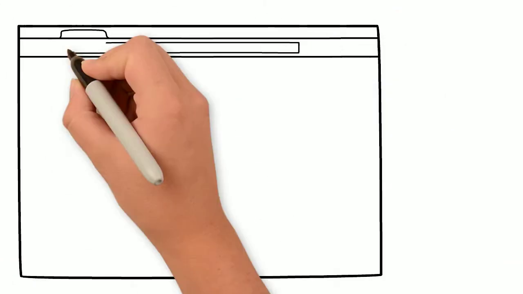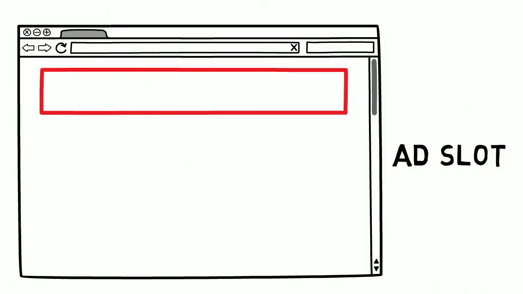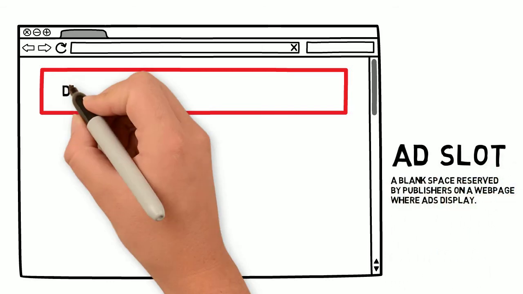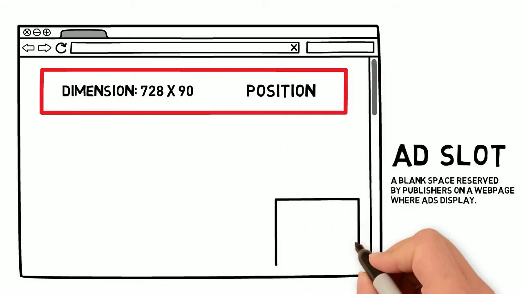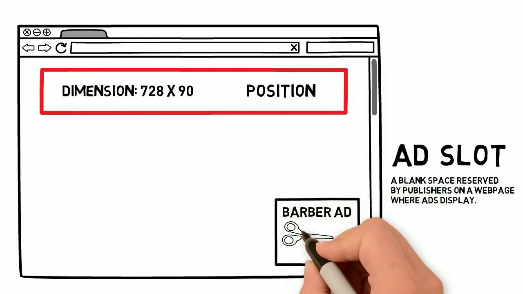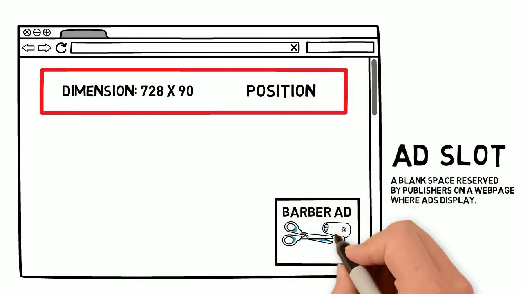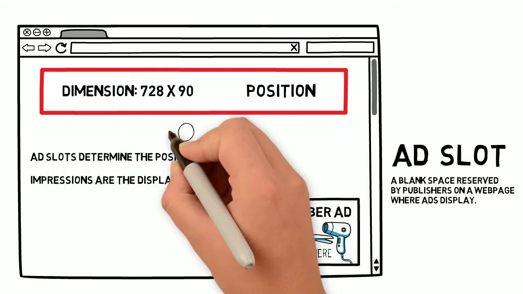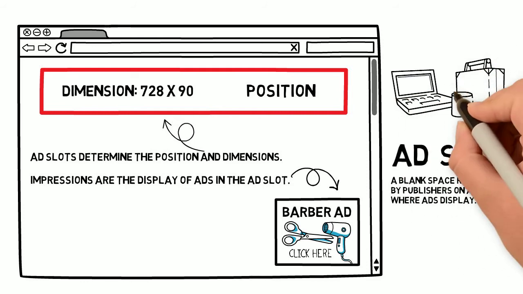Some people confuse impressions with ad slots. An ad slot is a blank space reserved by publishers on a web page where ads can be displayed. The dimensions are usually specified as horizontal, then vertical. Ad slots determine the position and dimensions. Impressions are the display of ads in the ad slot.